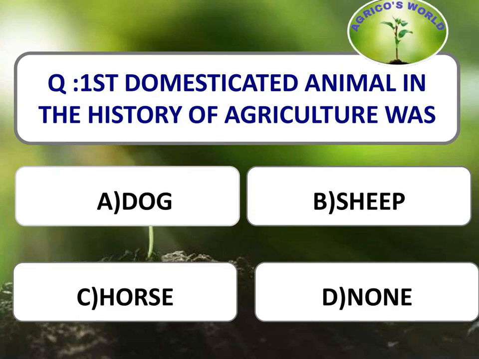First domesticated animal in the history of agriculture was? The answer is dog, and later on sheep and horse were domesticated. So first dog, then sheep and horse are domesticated.